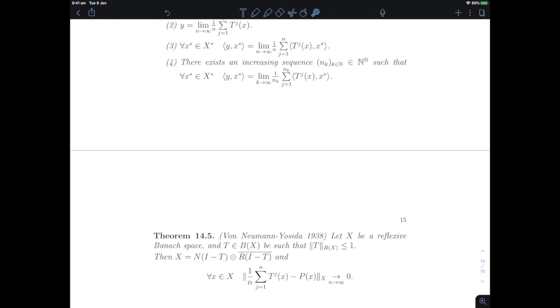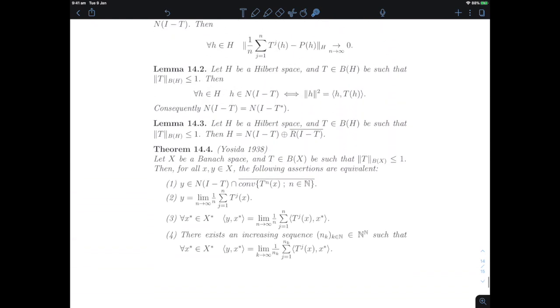In this video, we prove Yosida's extension of von Neumann's theorem, extending it from the realm of Hilbert spaces to the context of reflexive Banach spaces. The statement of the theorem is the same in that level of generality. You look at bounded linear maps that are contractions, and you can split the space into the null space of identity minus T and the closure of the range. As a consequence of this splitting, you prove a mean ergodic theorem, that is to say a convergence in the strong operator topology of the Cesaro mean of the powers of T to the projection onto the null space of identity minus T.